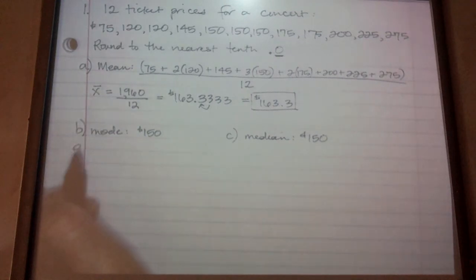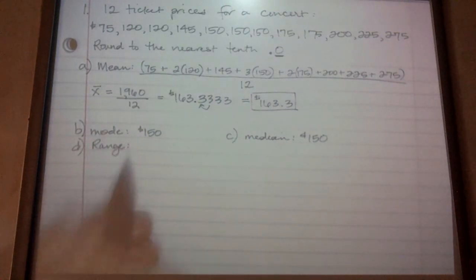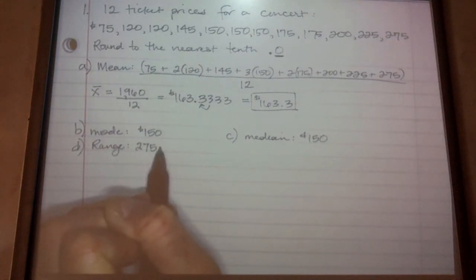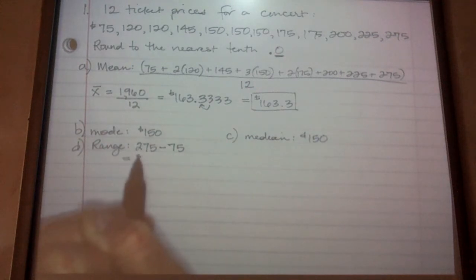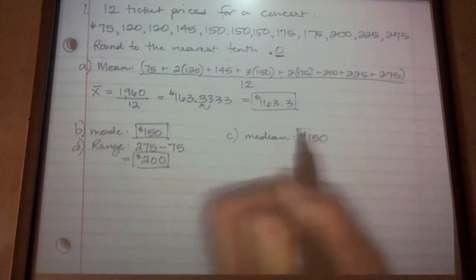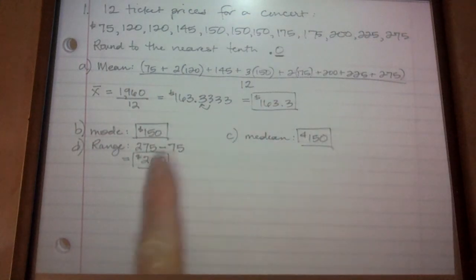All right, my range. My range should be the highest price, which was $275, minus the smallest, and I get $200. I'm just going to circle my answers for each. Okay, so I have mean, mode, median, range.